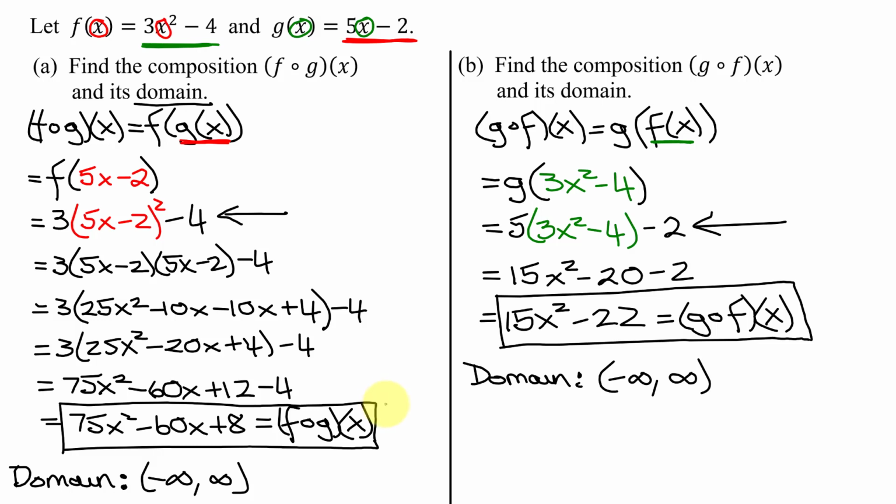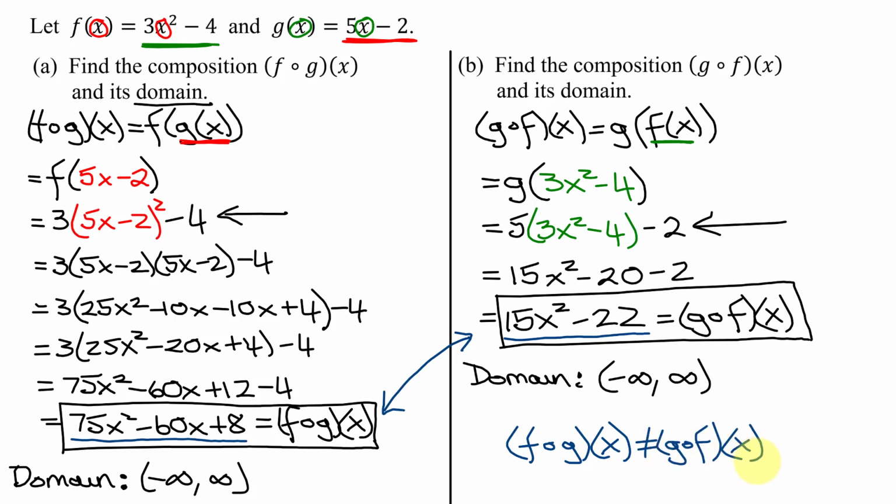And one last thing I want to do is compare our two answers. Did we get the same answer for each new function? No. So in this case, f composed with g of x did not equal g composed with f of x. And in general, composition is not commutative.